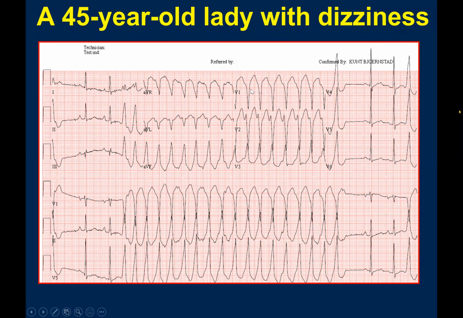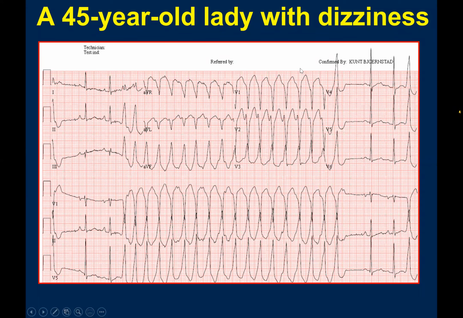Right bundle. Look at V1, it is QS. There is no R wave, yes? And of course, it is wide. So this is actually a typical left bundle. In right bundle, you have RSR in V1. In this one, you have a deep S wave, so it is left bundle-like.